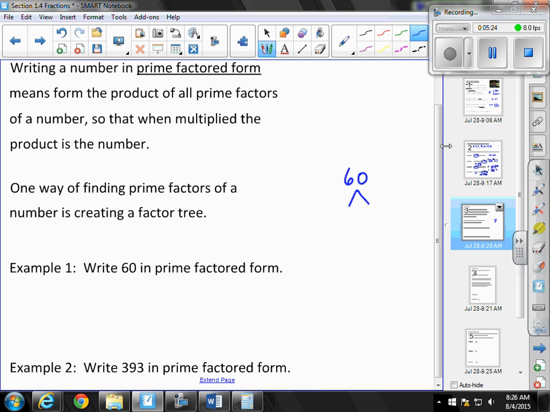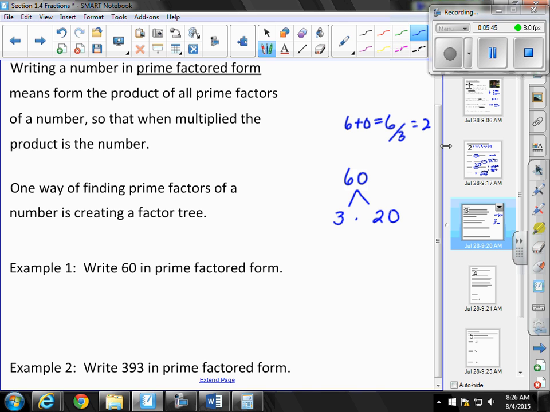Okay, so when I look at 60, I know 6 plus 0 equals 6, and 6 divided by 3 is 2. I know 60 has a factor of 3. If I add the digits and that sum is divisible by 3, my number is divisible by 3. 3 times 20 is 60.